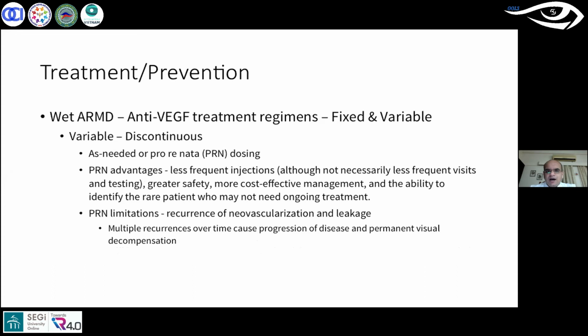It's commonly known as PRN dosing. This, I think, is something that I follow in my practice, and this is probably because my practice is in a more economically sensitive area.